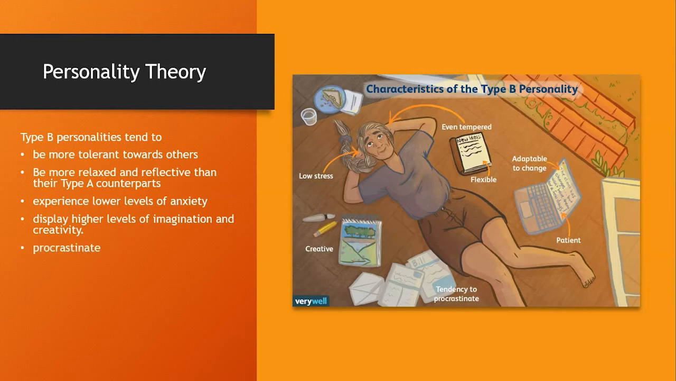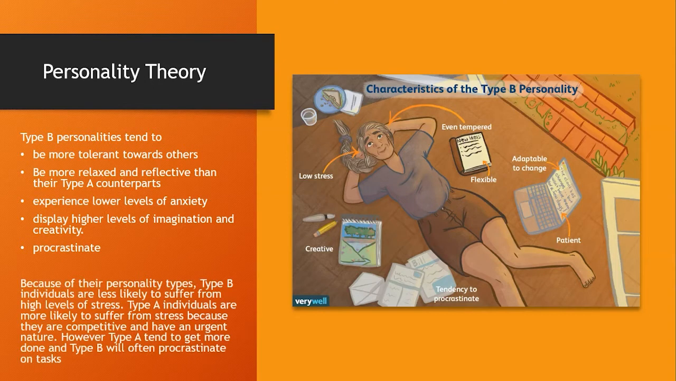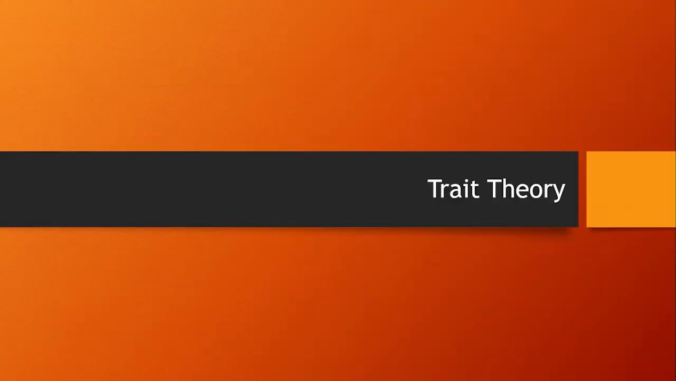However, this means that they're also quite prone to procrastination because they like to think about things and try to be creative, but the actual doing part tends to not go down too well. So because of their personality types, type B individuals are less likely to suffer from stress, but also tend to struggle to get things done. Whereas type A personalities will get things done, will be motivated, they're proactive. However, they often take on too much, which can lead to being excessively competitive, but also getting stressed more often.